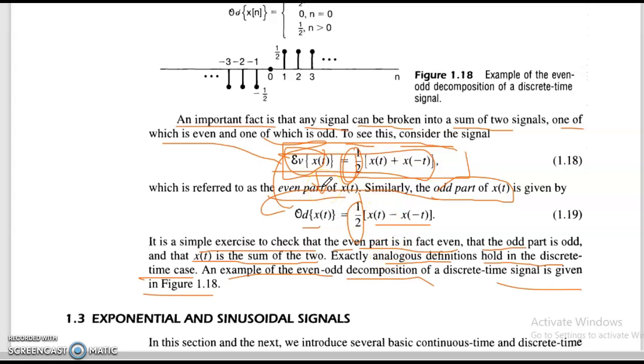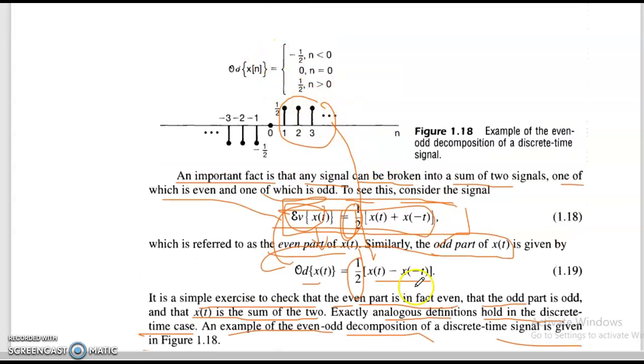That is, we can say this is x of t. So we can say x of n, just with t equal to n. That's all. Then here the time is also negated, that's why minus. And this x is also minus, that's why minus.